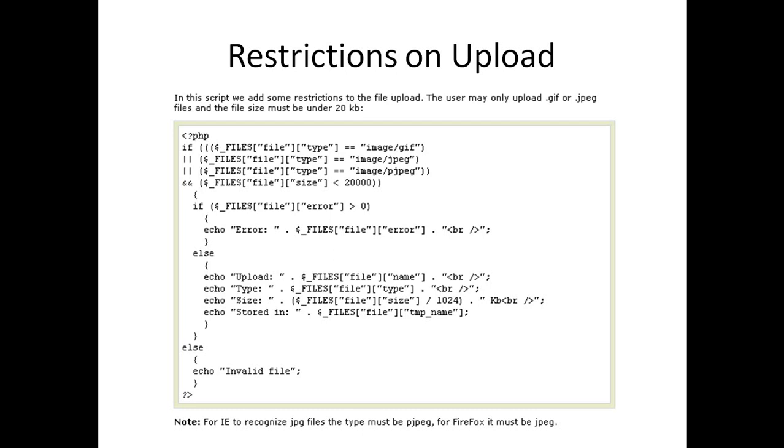Or you could say file size too big or whatever, but I wouldn't give too much information. You could just say error with uploading file, and then files must be JPEGs or GIFs under 20 kilobytes, kind of thing. The note says for IE to recognize JPEG files, the type must be set to PJPEG. For Firefox, it must be set to JPEG. I have no idea why Internet Explorer requires PJPEG. I have a funny speculation, but I have no real idea. So that's why they're doing that. They're handling that for browser compatibility. Be aware of potential browser compatibility issues too.